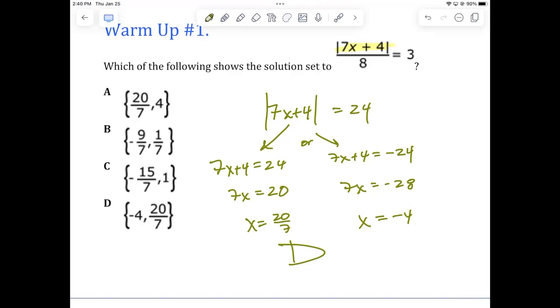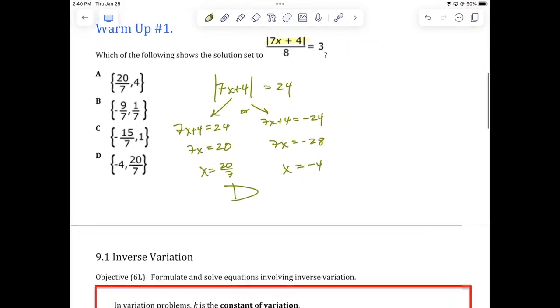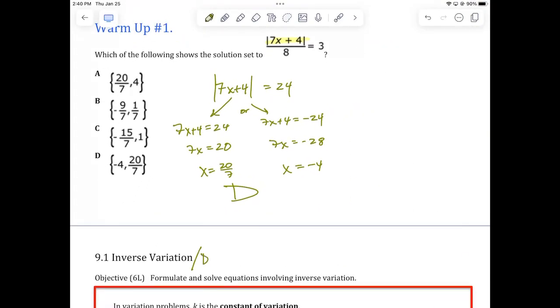Okay, so that's a little warm-up review. Now, speaking of review, today we're going to learn about direct variation and inverse variation. It says inverse variation, but it's also direct variation. Sometimes variation is called relation. Direct variation or direct relation. They mean the same thing, relation and variation.